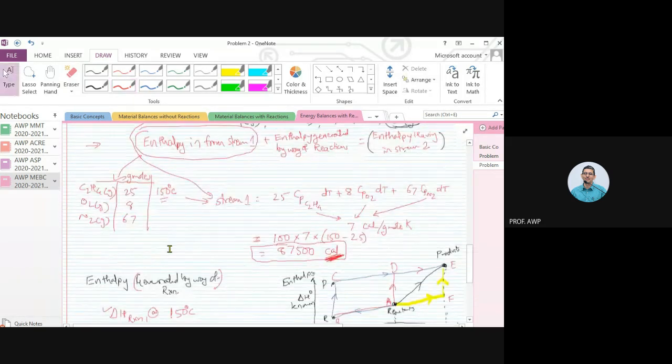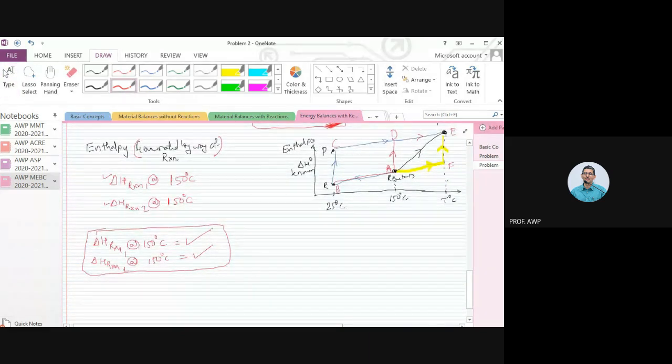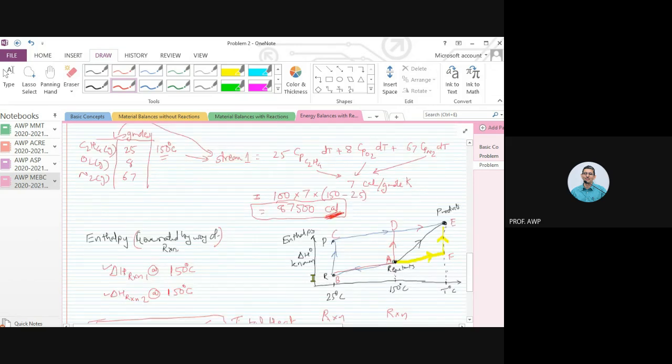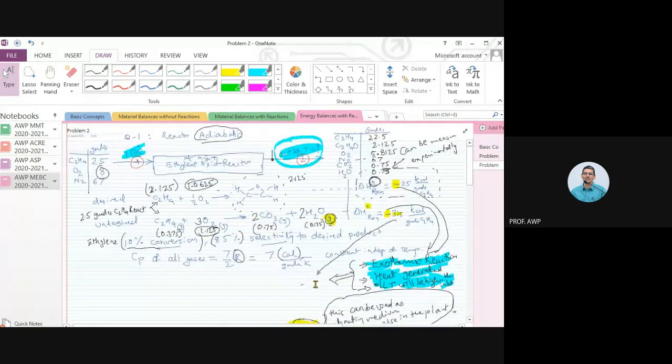Now enthalpy leaving in stream 2. So this would be heat. So total heat generated by way of reaction is equal to heat generated by reaction 1 plus heat generated by reaction 2. In reaction 1, how many gram moles are reacting? 2.125 gram moles are reacting. In reaction 2, 0.375 gram moles are reacting.